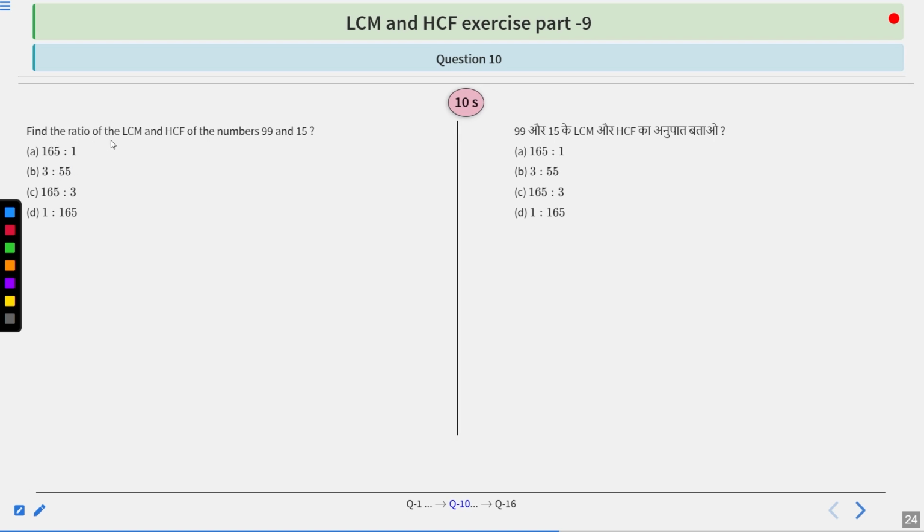Find the ratio of the LCM and HCF of the numbers 99 and 15. Option A 165:1. Option B 3:55. Option C 165:3. And option D 1:165. These are the options. And I'm giving you 10 seconds to find out the correct answer. After that, I will do the solution for you.